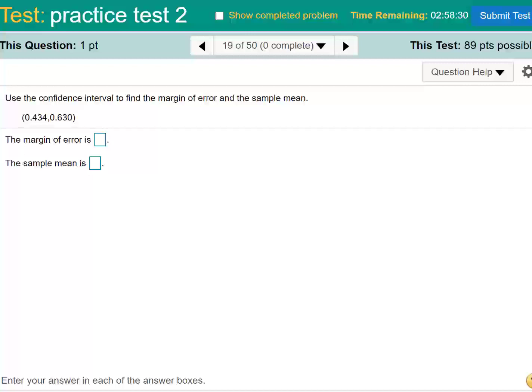We continue working on the practice for test 2 and now chapter 6 questions. Use the confidence interval to find the margin of error. So for the margin of error, you subtract 0.434 from 0.63 and then divide the answer by 2. For the sample mean, which is the value in the middle, you just add 0.434 plus 0.63 and divide by 2.